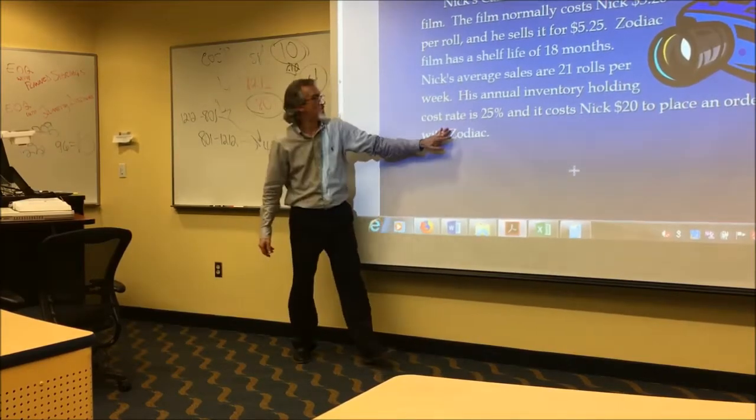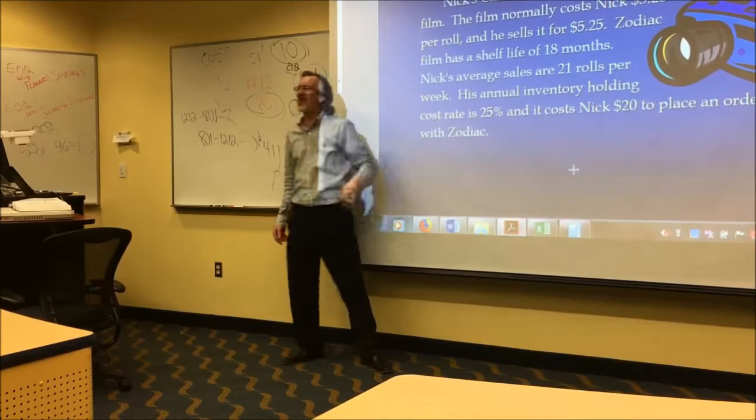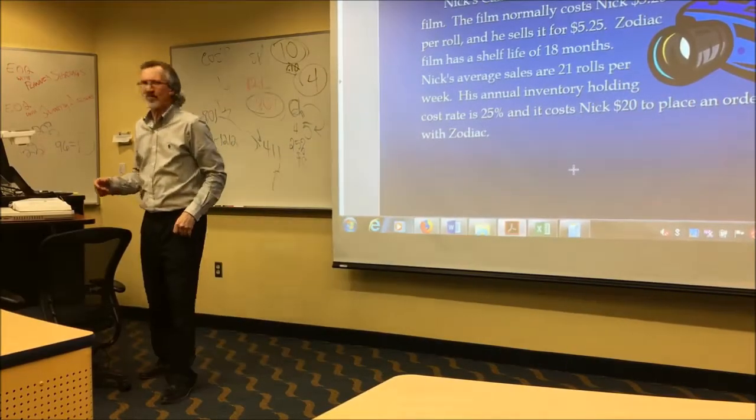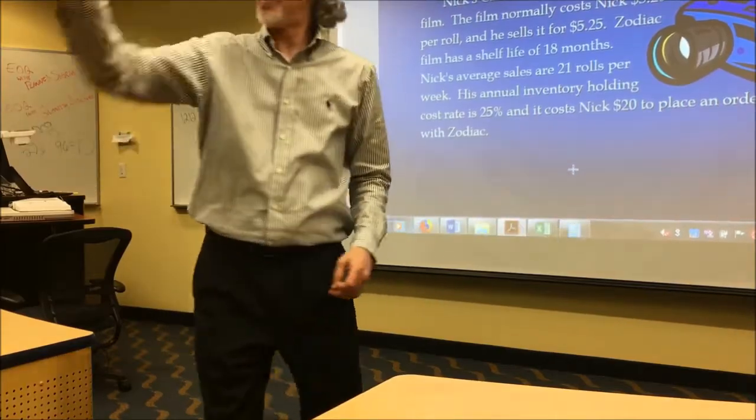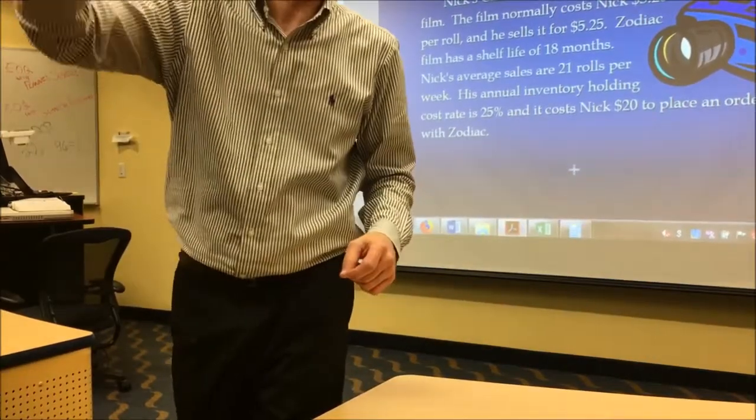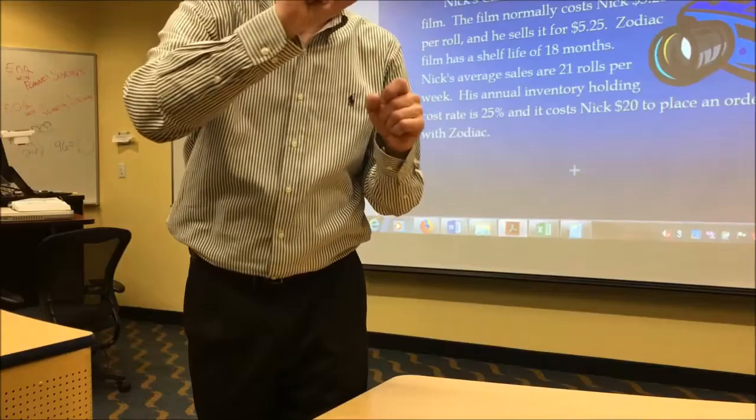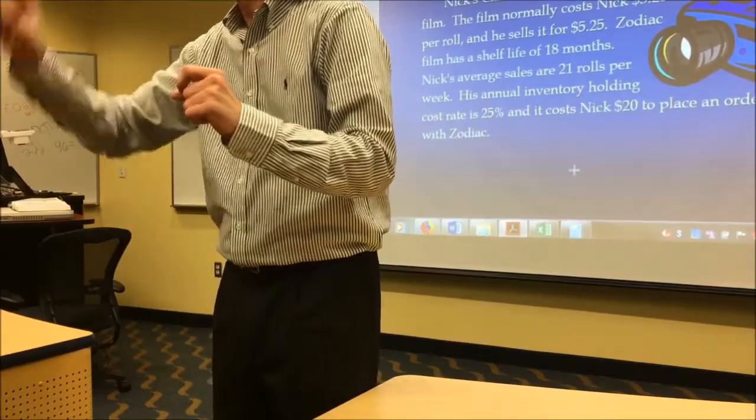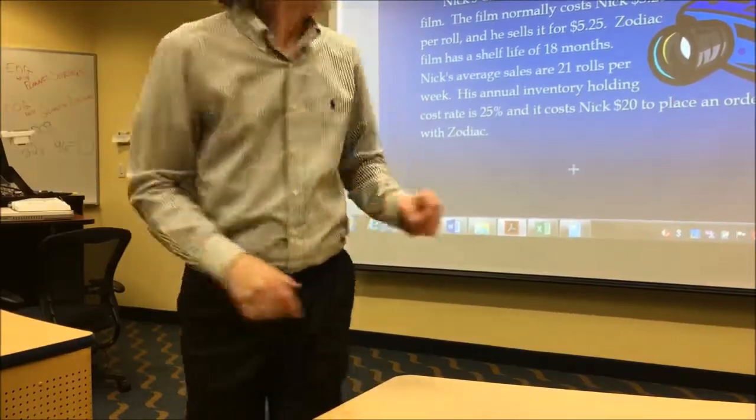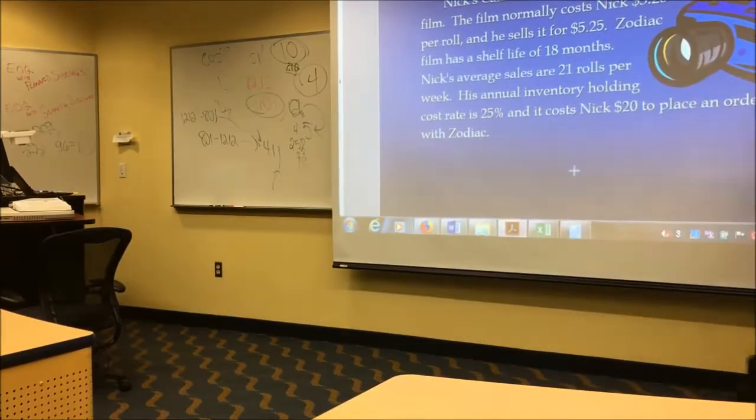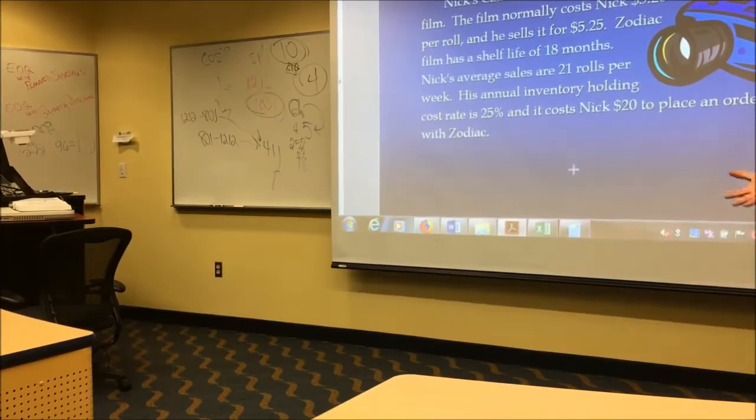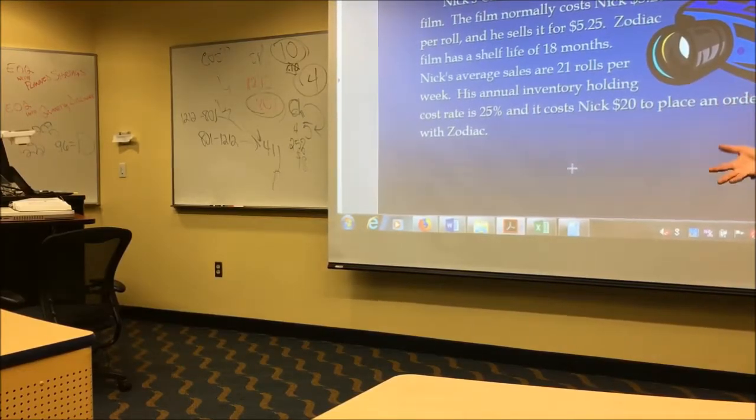Our annual inventory holding rate is 25%. 25% of what? Per item. That's exactly right, the cost of one roll of film, but that cost will be changing every time we get a price discount. So right now, it's 25% of $3.20. If we take a discount, we have to figure out our new holding cost, because it's 25% of whatever the discounted price is, let's say $2.95 or something.